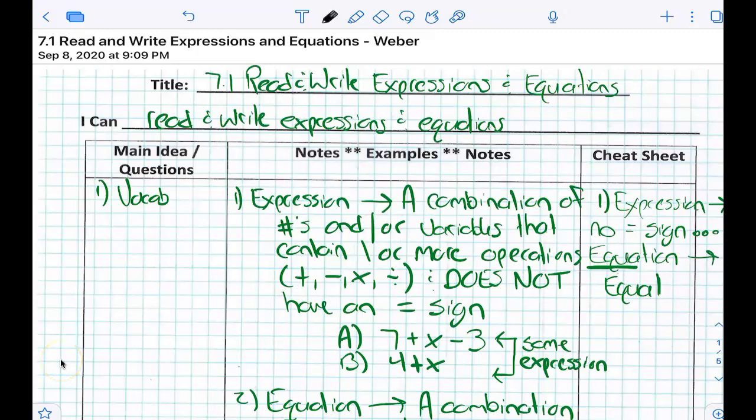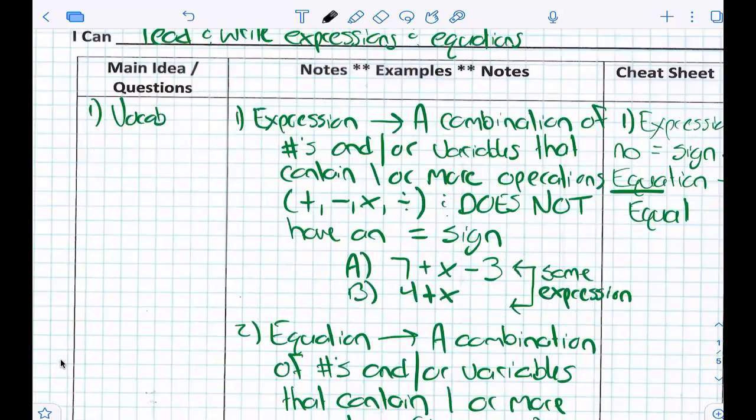Hello, Weber's class. Today we're going to do 7.1, read and write expressions and equations. Can you read and write expressions and equations? Yes. All right, here we go.